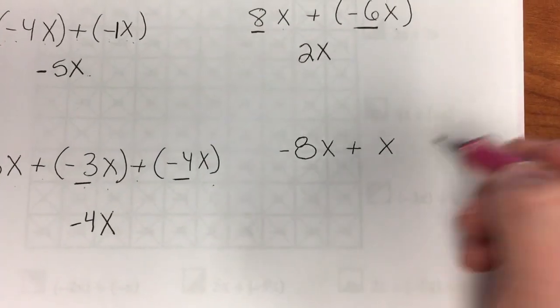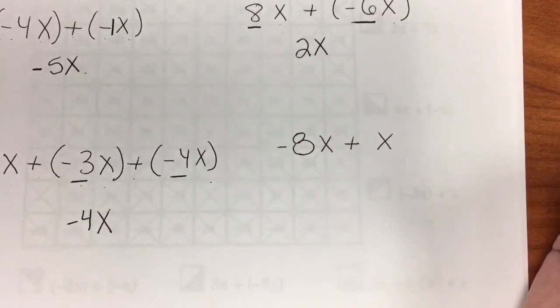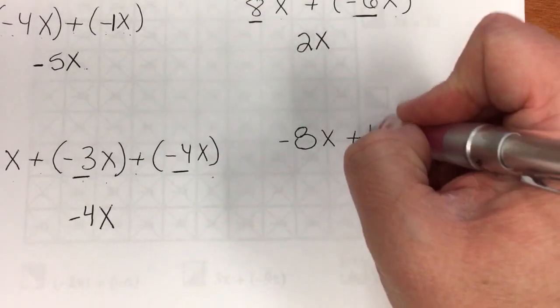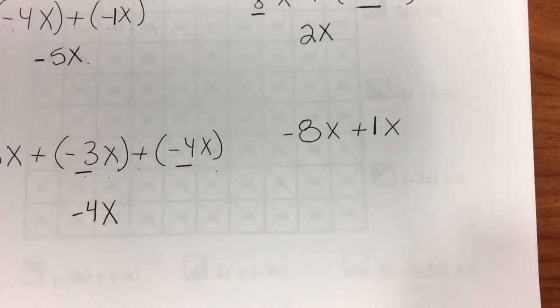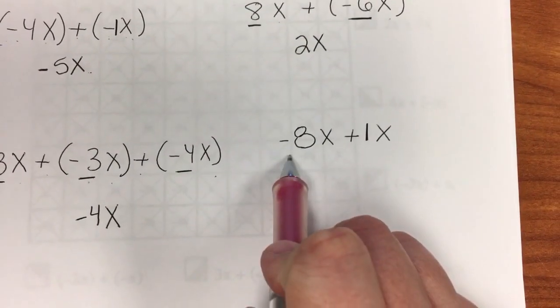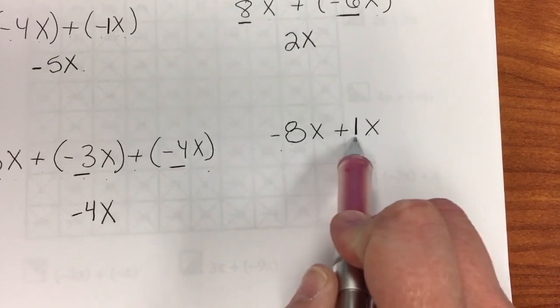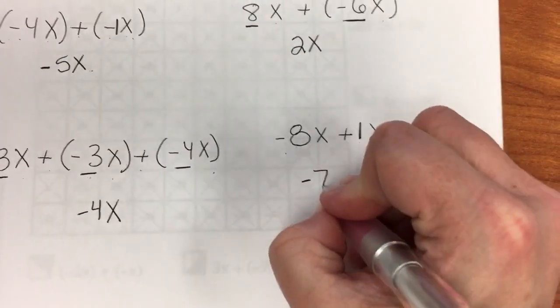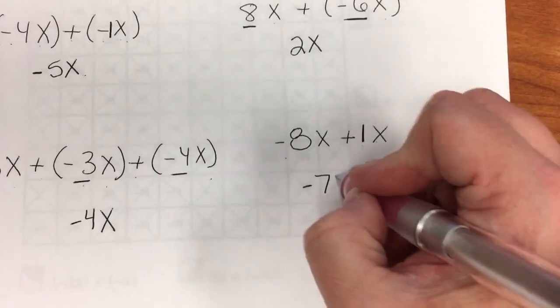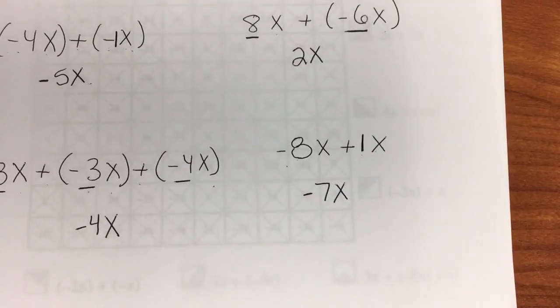Okay, so remember, if there's not a number in front of the x, it's because it's for 1x and we don't have to write it, but you do have to add it together. So negative 8x plus 1x, I'm just adding the negative 8 and the 1 to get negative 7, but since I'm talking about x's, it's going to be a negative 7x.